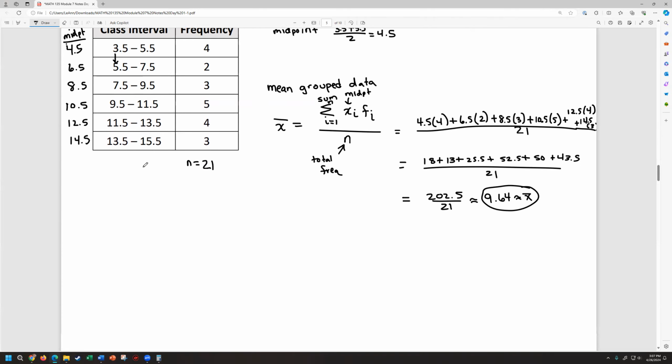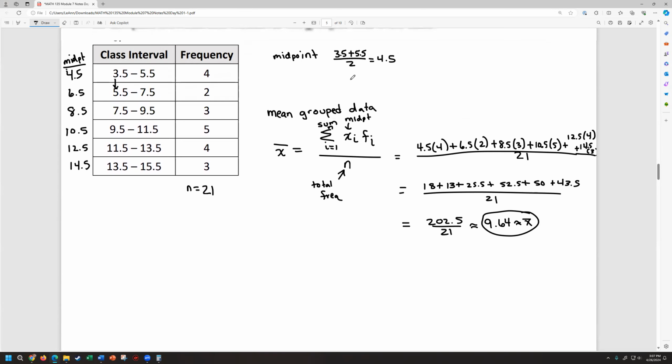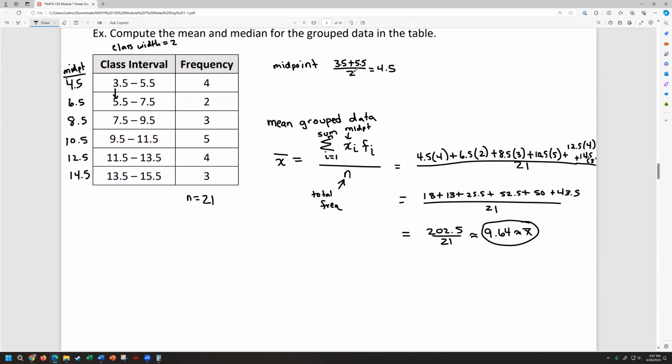Now, the median is a little different, okay? So to find the median of grouped data, let me highlight that. This is the mean of grouped data. Now we're going to find how to do the median of grouped data. This one's a little trickier. Okay, so let me highlight that so it also stands out on the page.